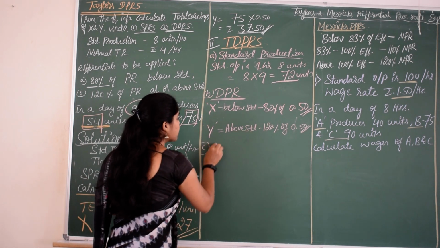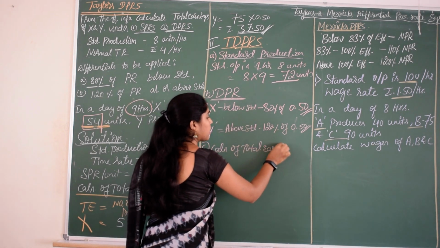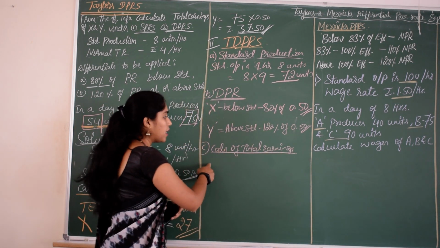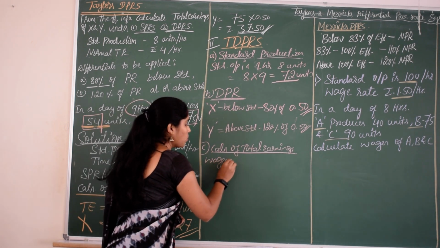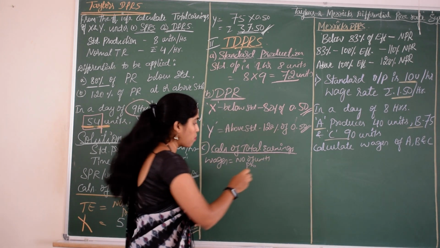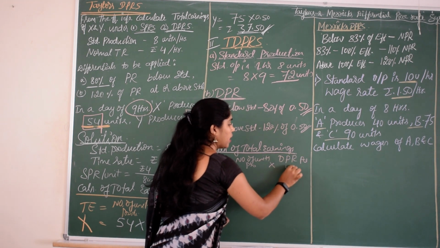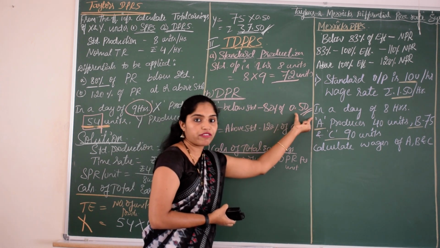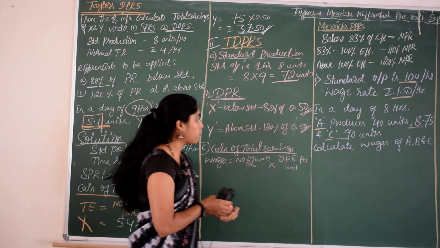So the third step is calculation of total earnings. So what is the formula to calculate total earnings? The formula is almost the same. So wages is equal to number of units produced by each employee into differential piece rate per unit. So how do you calculate differential piece rate per unit? 80% of 50 paise, 120% of 50 paise. That is our differential piece rate for this problem.